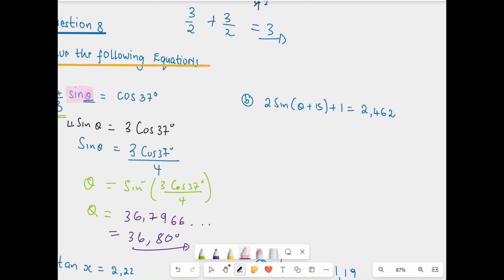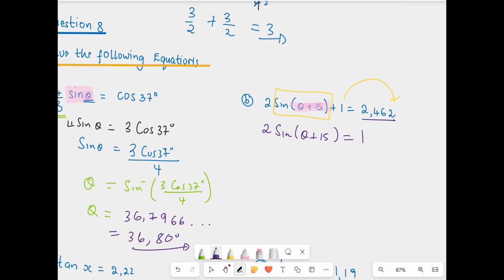We have 2 multiplied by sine of an angle, here is your angle, plus 1. We need to make sine of an angle the subject of the formula first. So that means we need to separate this sine of an angle. You can see that 1 is outside the bracket, so first, I need to transpose this 1. If I transpose 1, I am going to remain with 2 sine of an angle, which is theta plus 15, is equal to this minus 1.